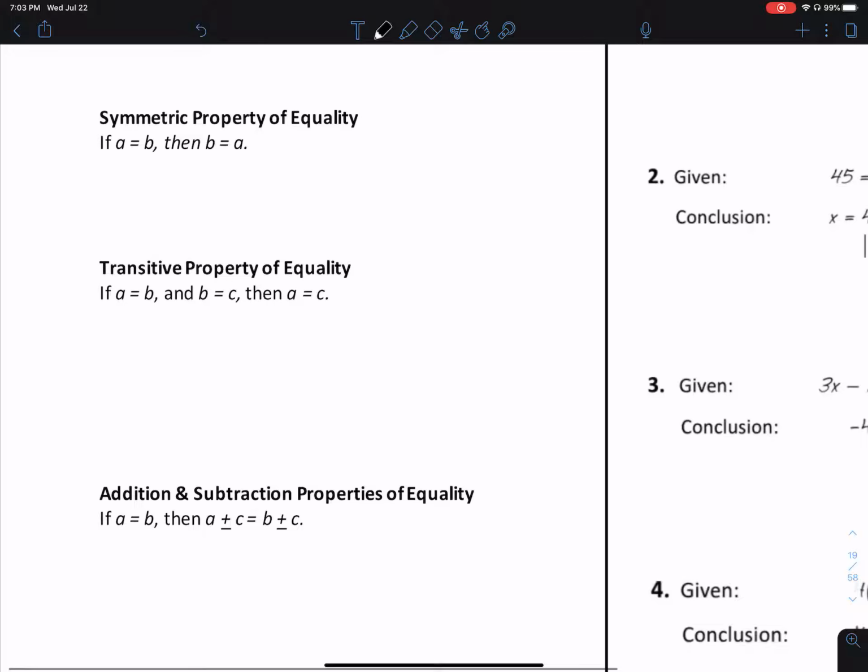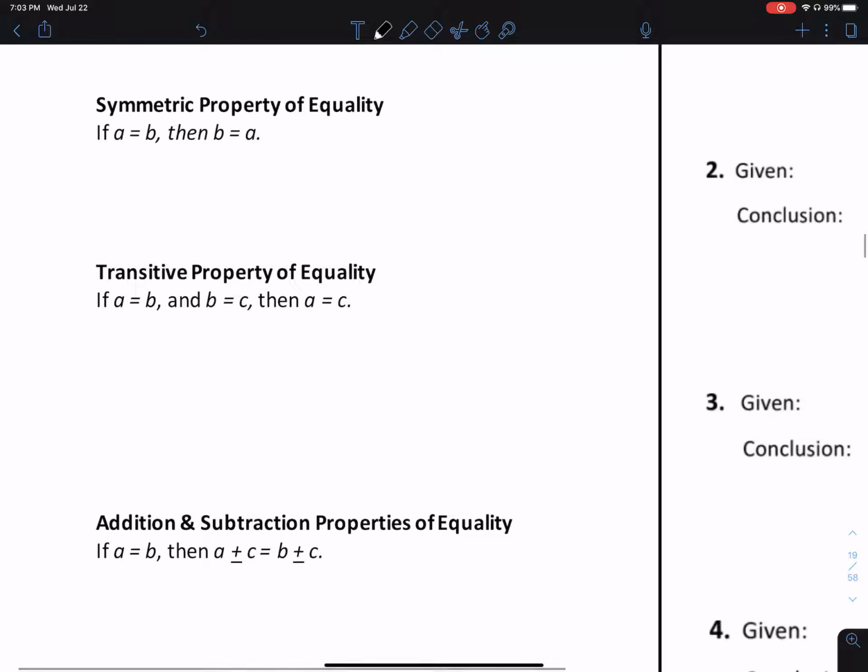Symmetric property of equality. If a equals b, then b equals a. You ever solved a problem and you get to the end and you end up with 3 equals x and you're kind of annoyed because you want the x on the left? Well, you can change it so the x is on the left side of the equation and the 3 is on the right. That's the symmetric property of equality. That says you can take the left side of the equation and put it on the right, and the right side of the equation and write it on the left.